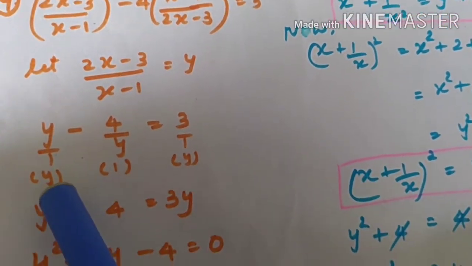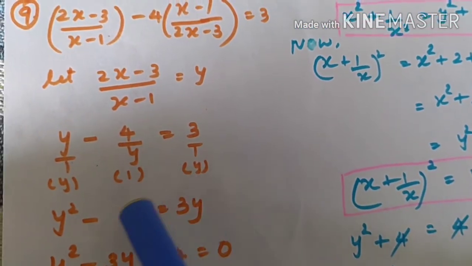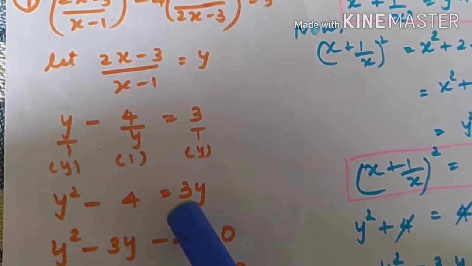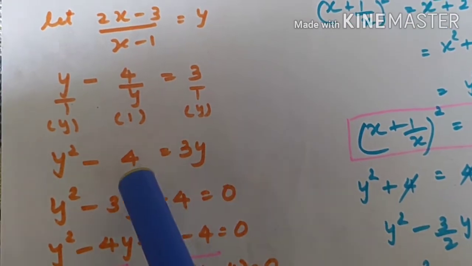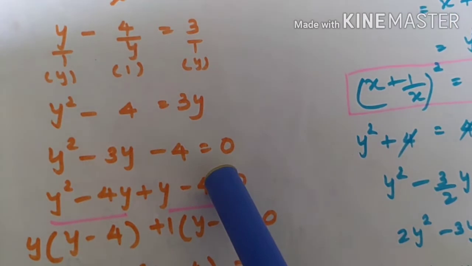Now you see we want to make this linear. So I take the LCM here. By taking the LCM, I get y square minus 4 is equal to 3y. Now taking this 3y on the left, y square minus 3y minus 4 is equal to 0.